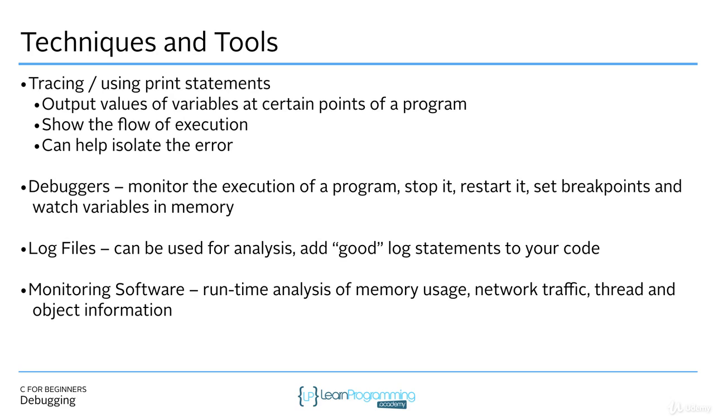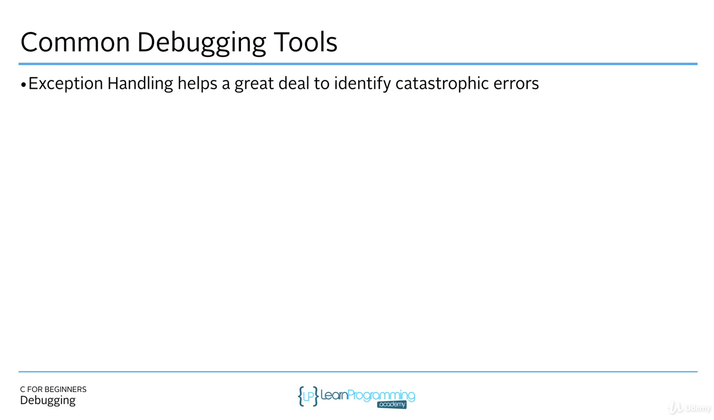Some other common debugging tools that you can employ to find and fix your errors. You can use exception handling. Many programming languages have exception handling. Unfortunately, C does not. An exception handler will actually prevent crashes and do a lot of things at runtime. It doesn't apply to C, but it's still a good thing to understand. Try catch blocks, things like that.